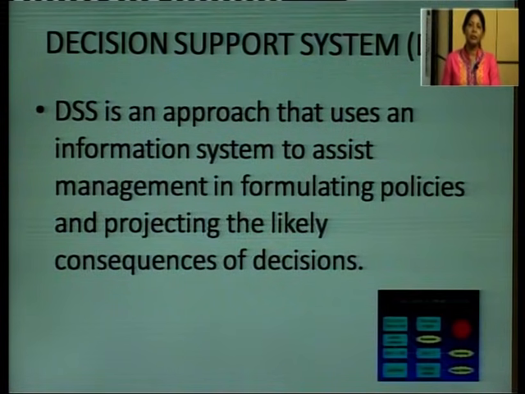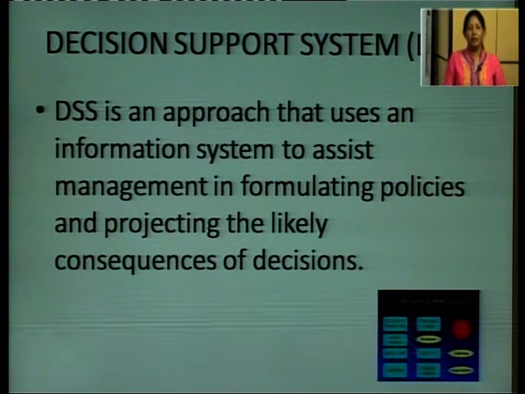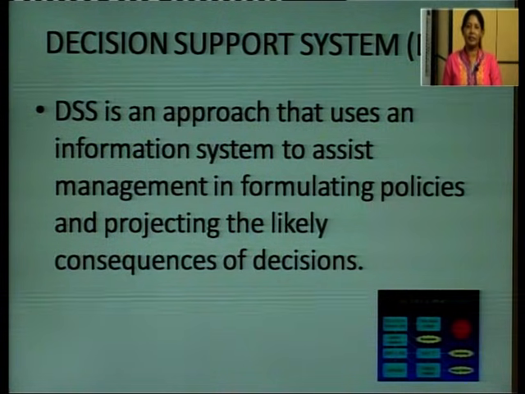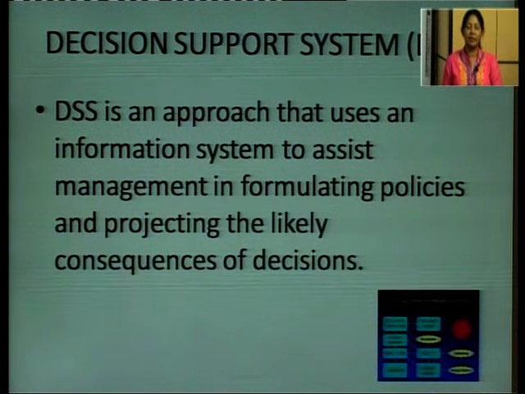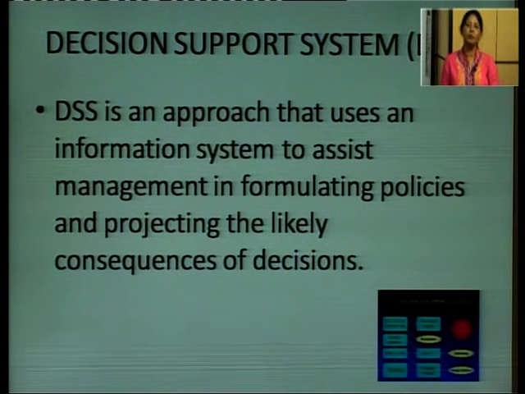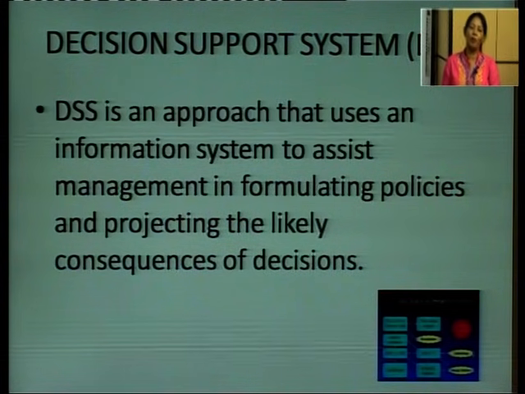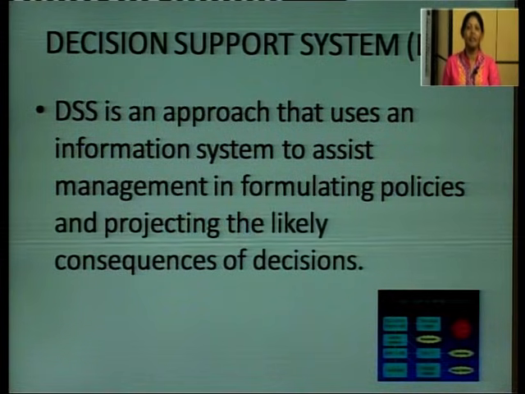So, next is the decision support system. Decision support system is an approach that uses an information system to assist management in formulating policies and projecting the likely consequences of decision.